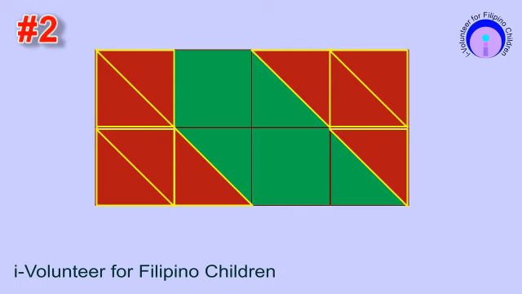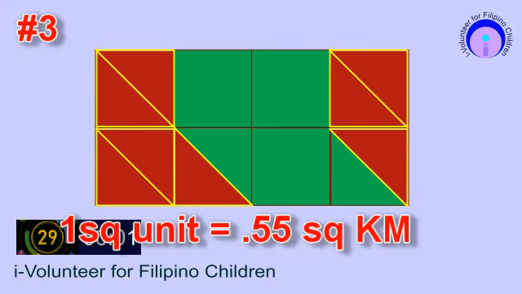Item number 3. If 1 square unit is equal to 0.55 square kilometer, what is the area of the red shaded part? You still have 5 seconds to finish.